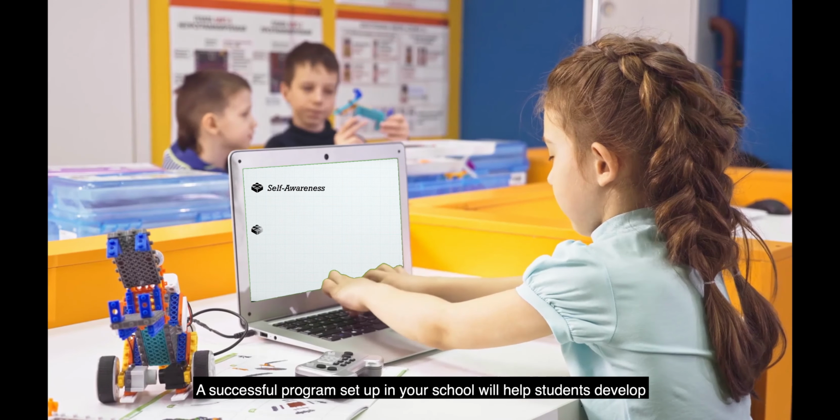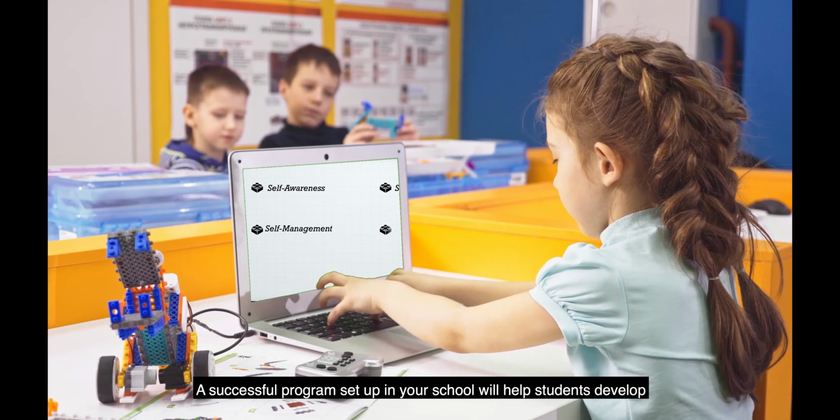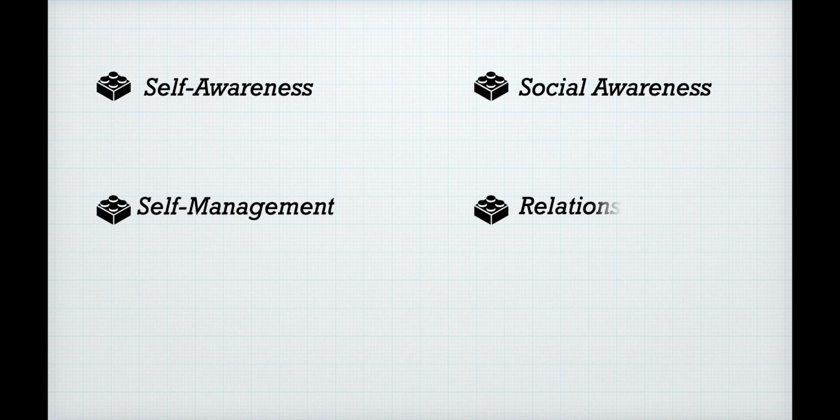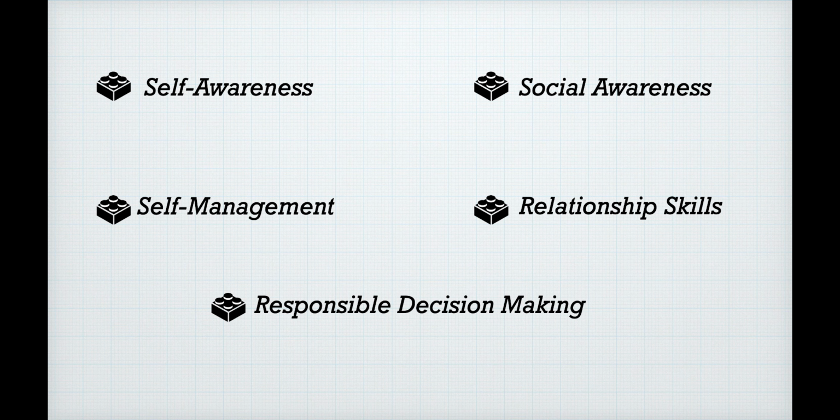A successful program set up in your school will help students develop the following 5 key skills: self-awareness, self-management, social awareness, relationship skills, and responsible decision-making.